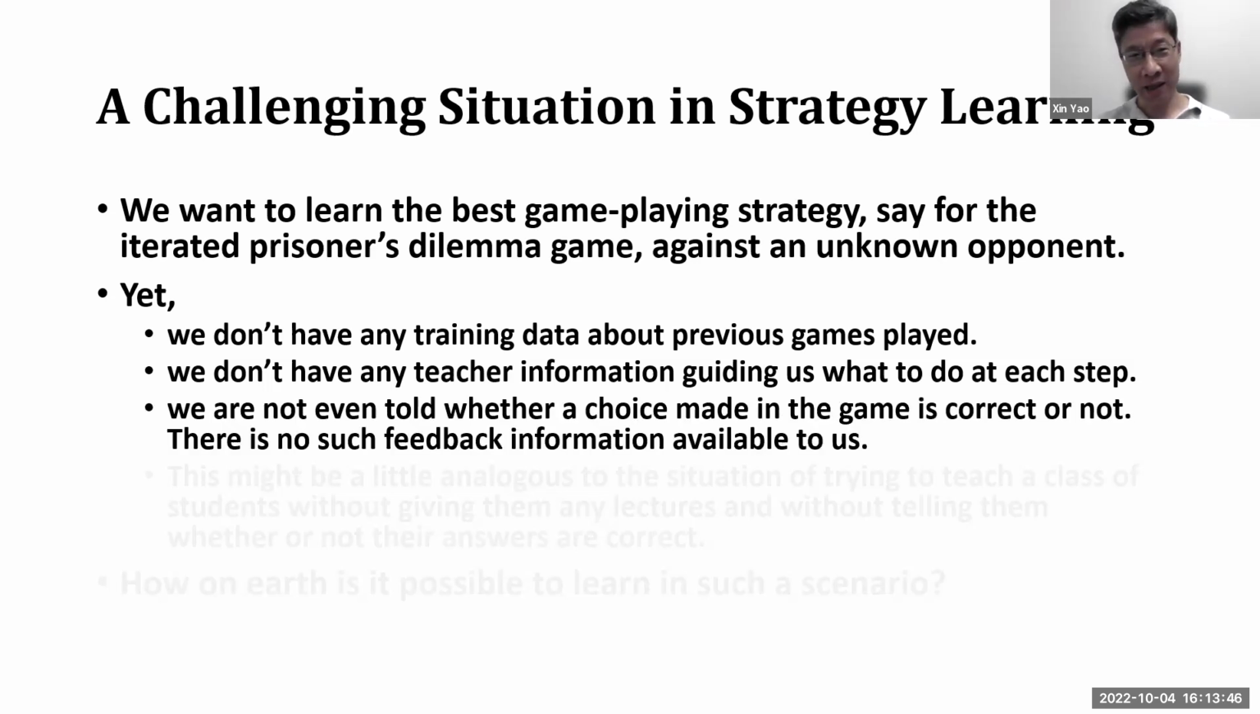Talking about game playing, we are not even told whether a choice made in the learning process is correct or not. There's no such feedback information available to us. So now you can appreciate this is actually quite a challenging learning situation because there's no training data. So all these great ideas about deep learning cannot be used directly. There's no training data. There's no teacher information to tell us what's right, what's wrong. Okay, that's a bit tough. For game playing, when we make a move, there's no feedback information to say whether that particular move is correct or not.